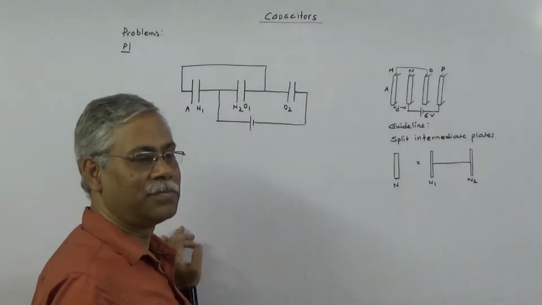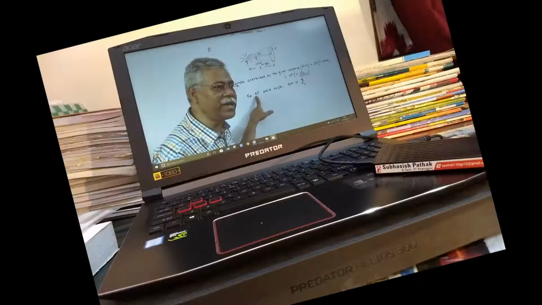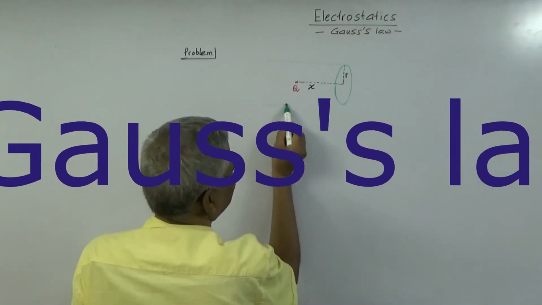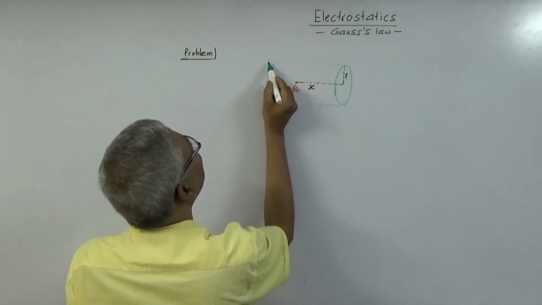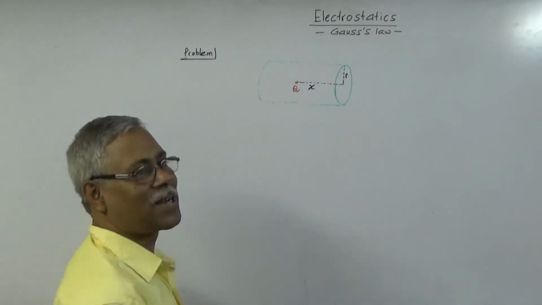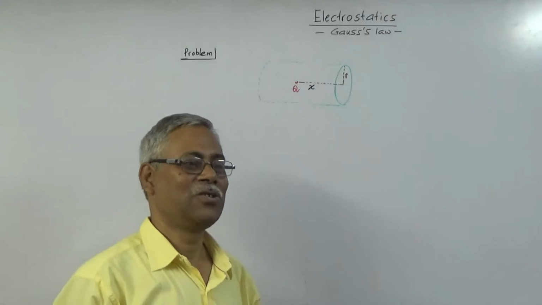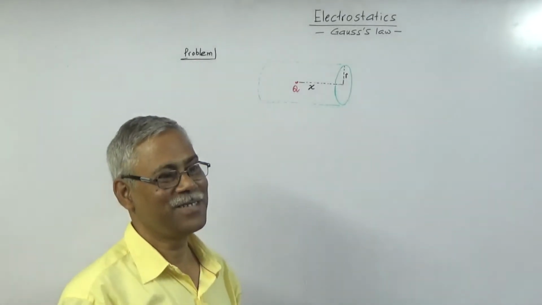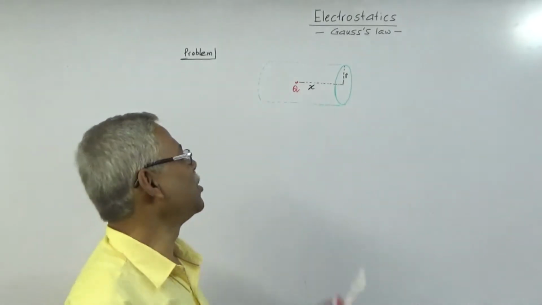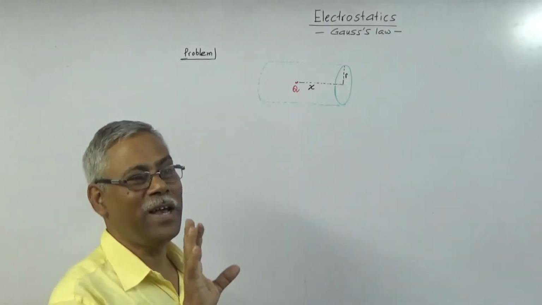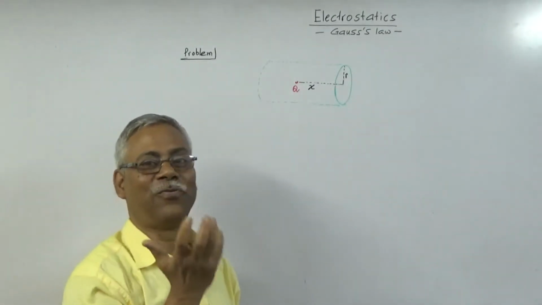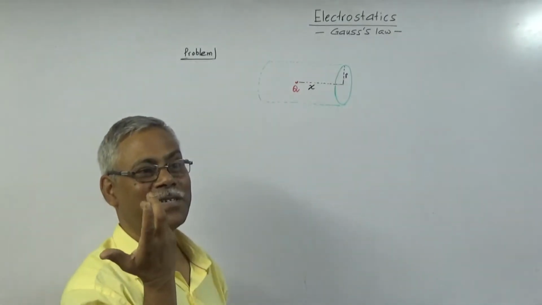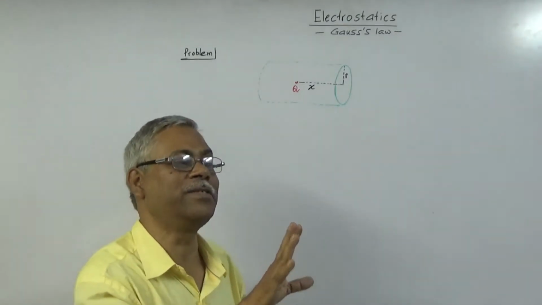I think now the circuit is visible to you. If you enclose the charge using a cylindrical Gaussian surface, then you will get the total flux falling on this Gaussian surface. That is quite easy, Q by epsilon naught. Because the only charge present inside is Q, so Q by epsilon naught is the total flux falling on the entire Gaussian surface.